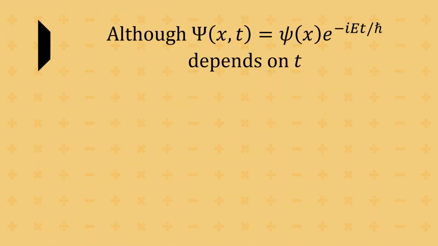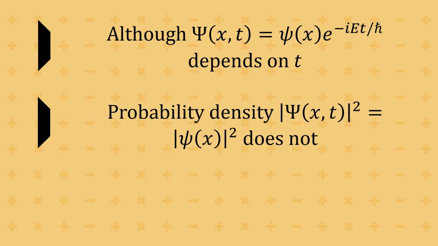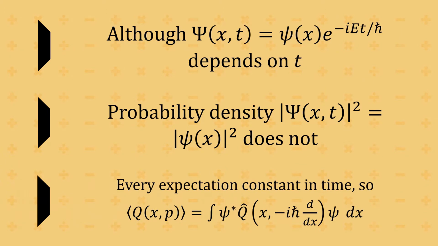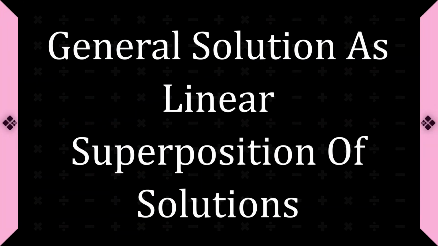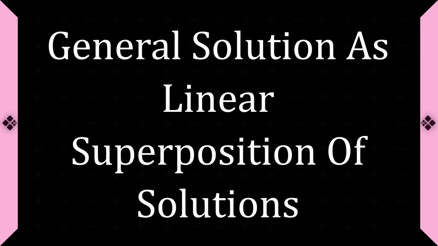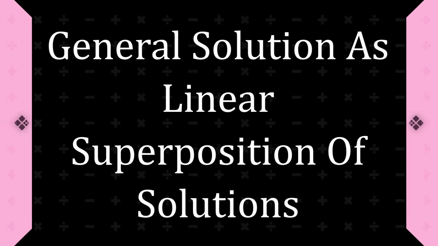Although the wave function does depend on time, the probability density given by the modulus of the wave function squared does not. More generally, every expectation value is constant in time, so we get this expression here. Next, let's discuss how to represent the general solution to the Schrödinger equation as the linear superposition of solutions.